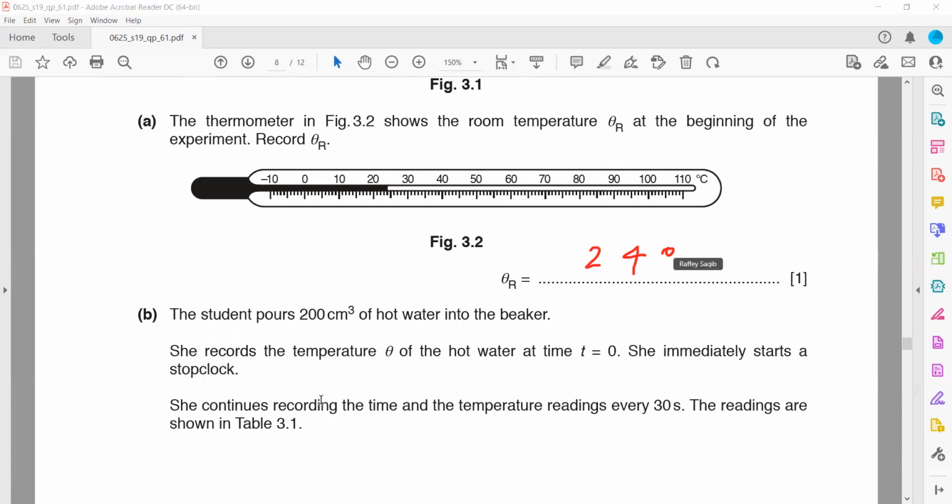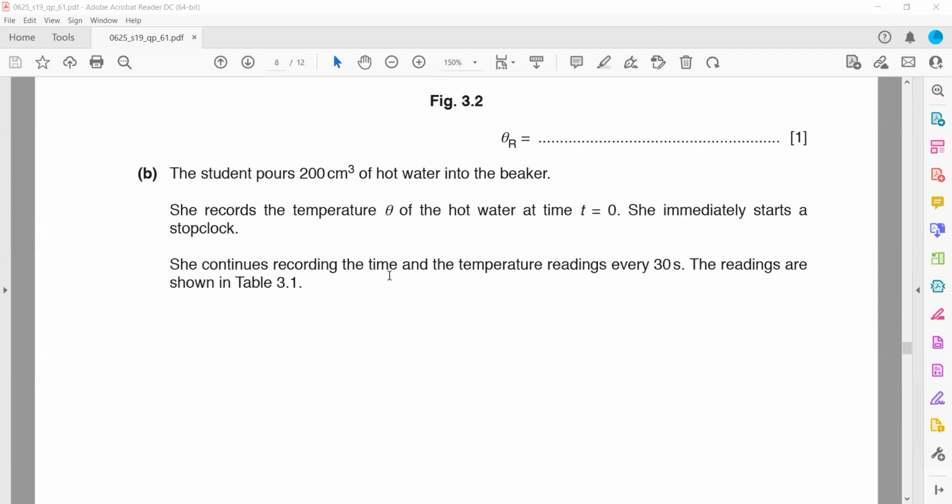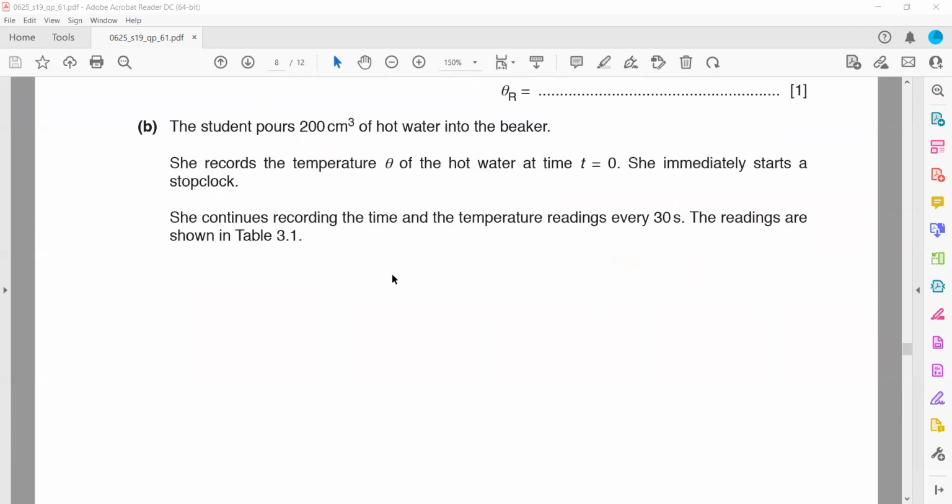A student pours 200 cm cube of hot water into a beaker. She records the temperature theta of the hot water at time t equals 0. She immediately starts the stopwatch. She continues to record the time and temperature for every 30-second interval. And you can see the tables are there. One is for the beaker, another one is for the can.